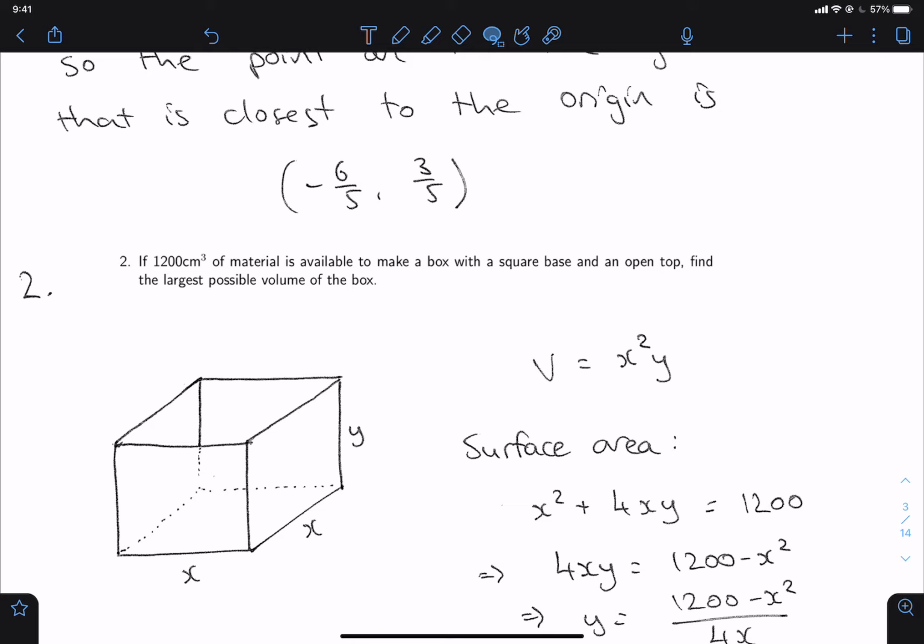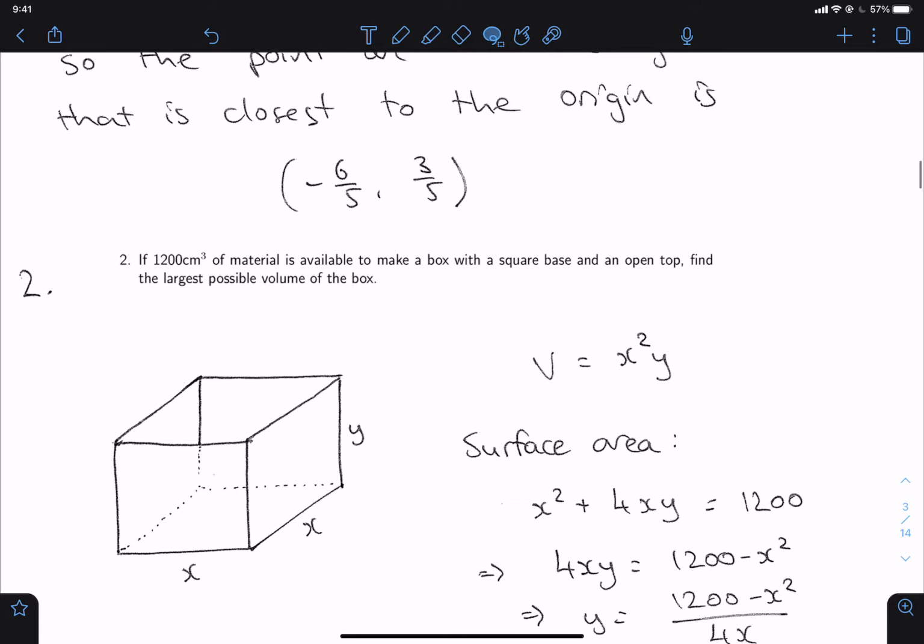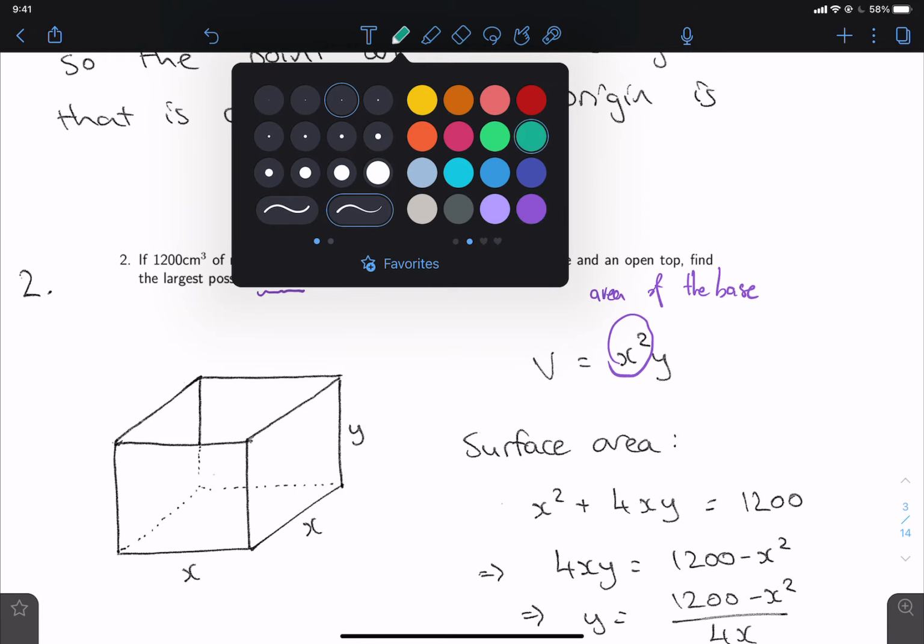That depends on how you design the box. Firstly, we want the largest volume, so we must understand the formula for the volume of a box. Because we have a square base, we can let the side of the base equal x. They're both x here because it's square. Then the volume is equal to the height times the area of the base. This x squared is the area of the base, and this y here is the height.